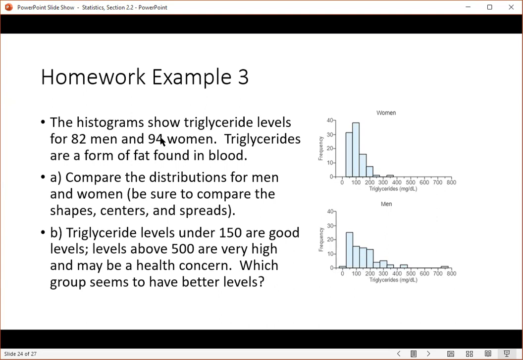And then which group has better levels? So a high number of triglycerides is bad, according to this, 500 being very high. And we definitely have more high levels. So this says 500 is very high, so maybe high is like 300. So you could maybe just estimate it there. Looks like we only have one woman that's above 300. Meanwhile, we have a bunch of guys that are above 300. And so it looks like the women's triglyceride levels are much better.